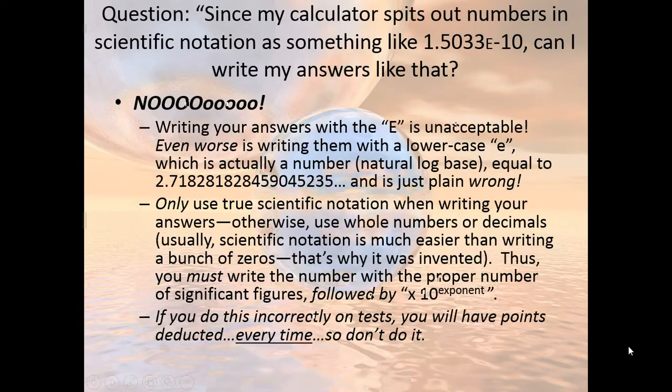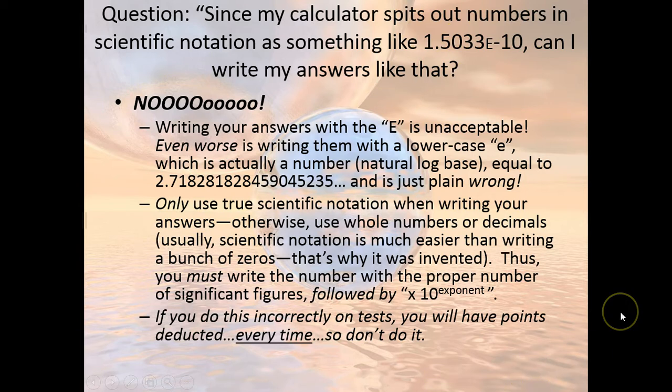Now, people often ask, well, since my calculator spits out numbers in scientific notation like that, can I write my answers like that? And the answer is no! Because if you write it like that, we would consider it wrong. In fact, what would be even worse would be using a lowercase e, which is the base of the natural logarithm, and that's clearly wrong. So the only acceptable way of writing these numbers is not using computer notation, but simply, if it spat out this number, then you would need to write it as 1.5033 times 10 to the minus 10. That's how you need to write the number. So if you write it incorrectly using this type of calculator computer notation, I would mark it wrong.